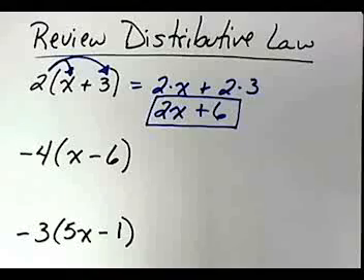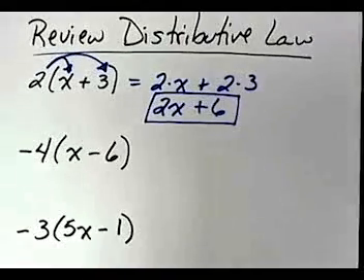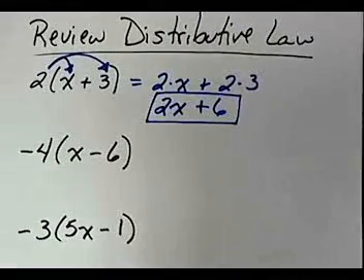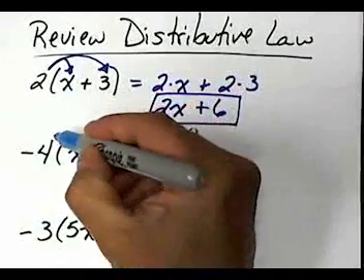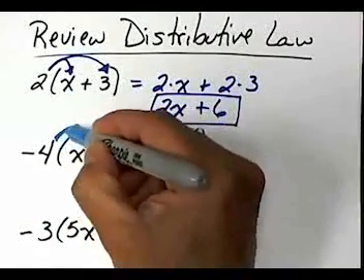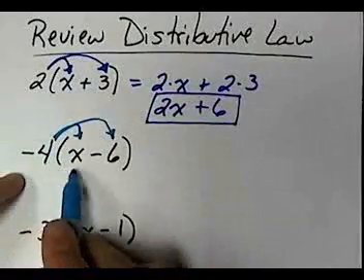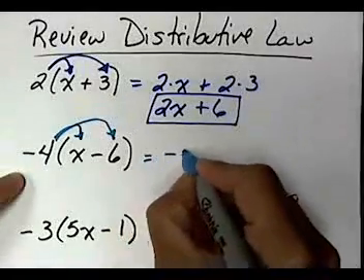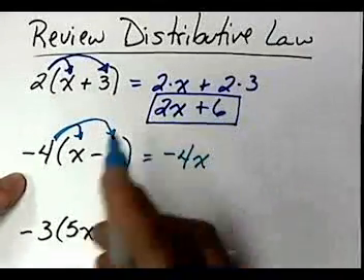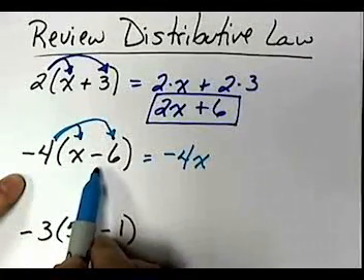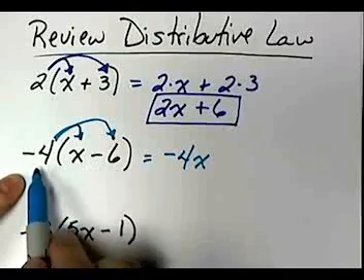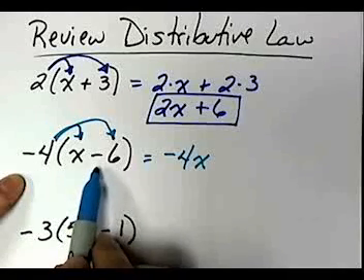Okay, well that's not so bad. Let's do another one. Negative 4 times the quantity of x minus 6. Same idea, negative 4 gets distributed inside. Negative 4 times x is a negative 4x. Negative 4 times, remember the sign in front of the term goes with the term, so it's a negative 4 times a negative 6.